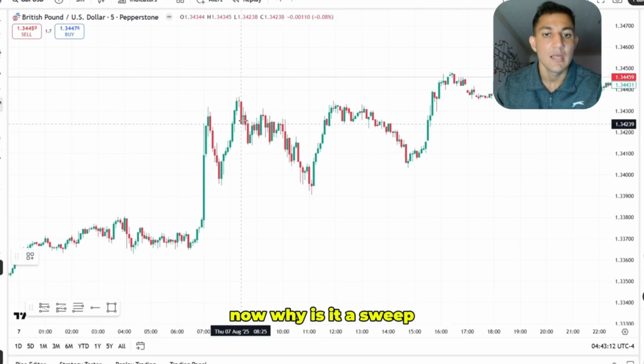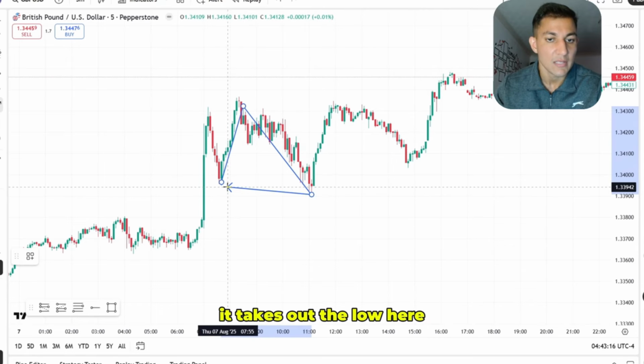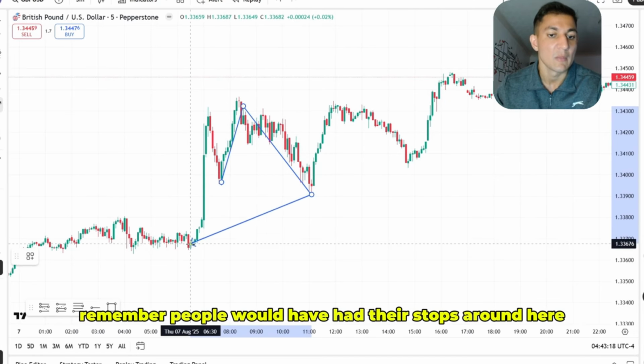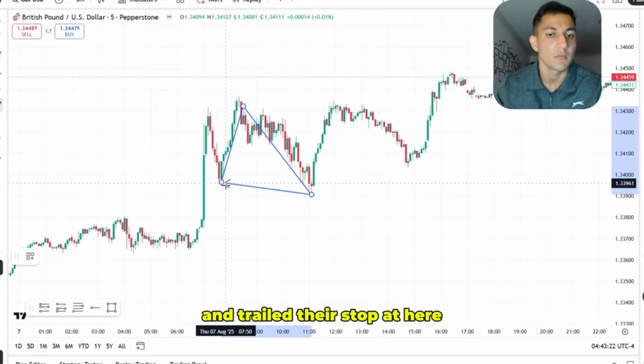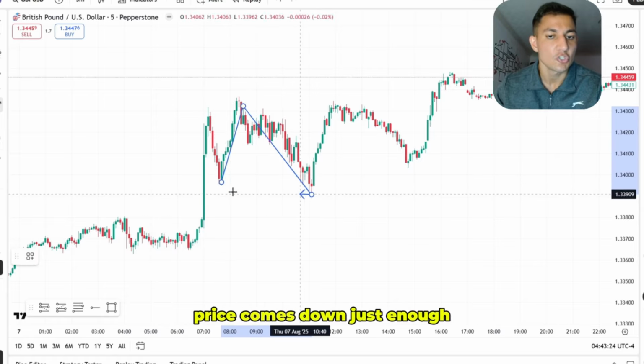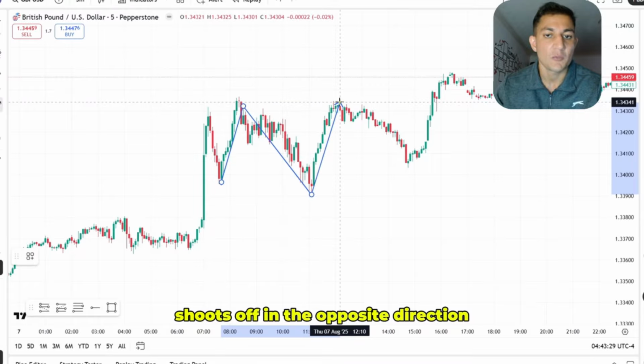Now, why is it a sweep? We have lows here. Price comes down. It takes out the low here where people would have their stop loss orders. Remember, people would have had their stops around here. They would have seen this huge move and trailed their stop here. Price comes down just enough. It wicks just below it to take out stop loss orders. Shoots off in the opposite direction.